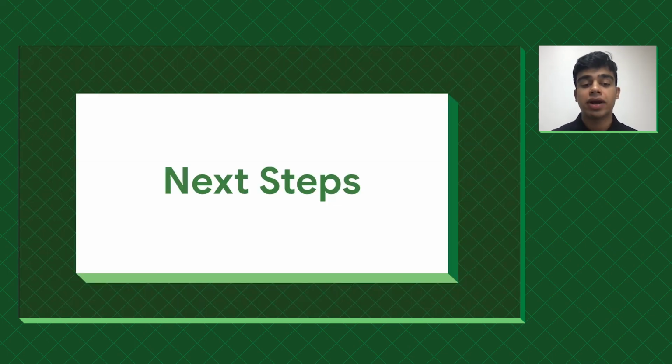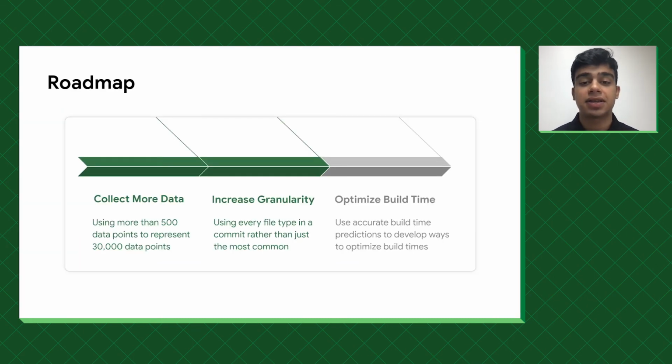And this leads us into our next steps, which is a roadmap for where we see this project going forward. There are two things that we can do to increase the accuracy of our model. The first thing is collecting more data. Due to time and resource constraints, because we had to let every single build run on our local machine to be able to collect the output data of the build times, we had to let each build run in its entirety, one after the other. We could only collect 500 pieces of data out of almost 30,000 commits to Bazel.